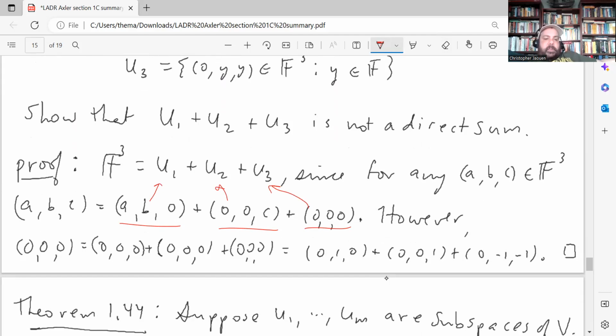However, if you look at the 0 vector, you can obviously write it as the sum of the zero vector itself with itself 3 times. But notice you can also write it as this sum here: the sum of the vectors (0, 1, 0) plus (0, 0, 1) plus (0, minus 1, minus 1). Therefore, the 0 vector can be written in more than one way. Therefore, representations are not unique, so this is not a direct sum. And that's all you need to show.